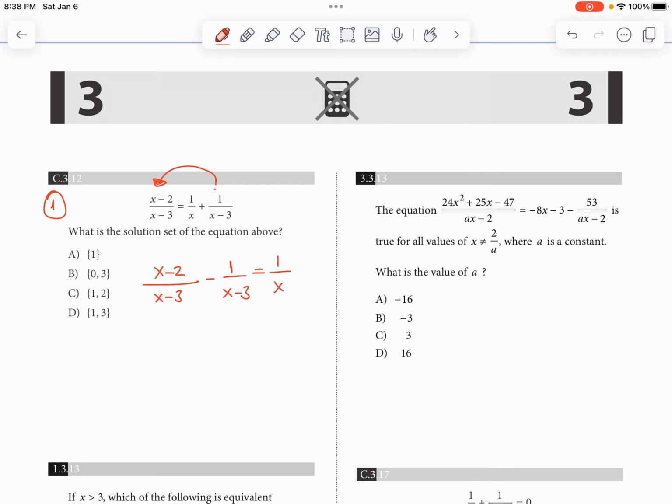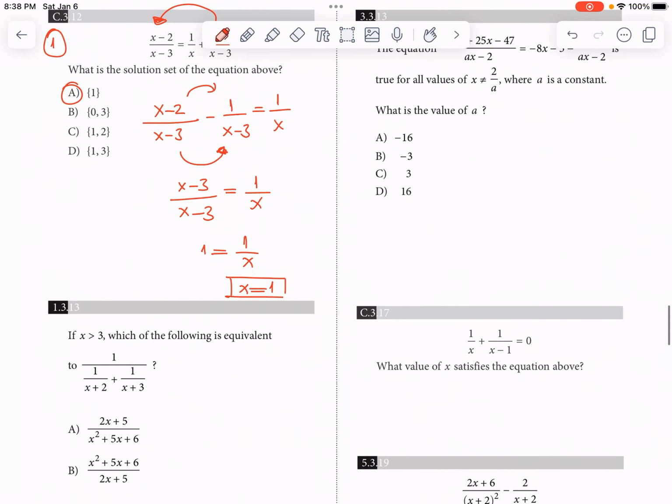Since these two fractions have the same denominators, we can subtract the numerators. x - 2 - 1 is equal to x - 3. (x - 3)/(x - 3) is equal to 1/x. (x - 3)/(x - 3) is equal to 1, so 1/x is equal to 1. x is going to be equal to 1. So that will be 1 solution, which is 1, and the correct answer is going to be answer choice A.